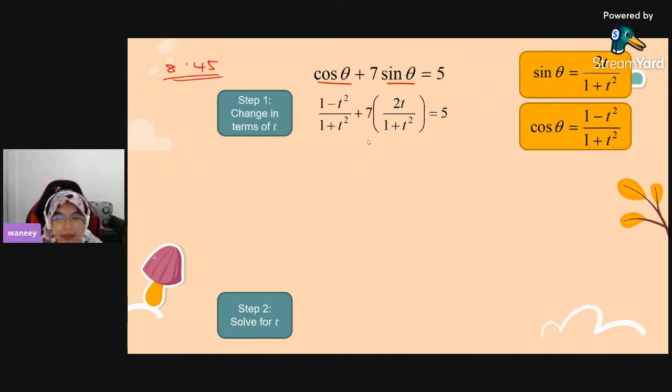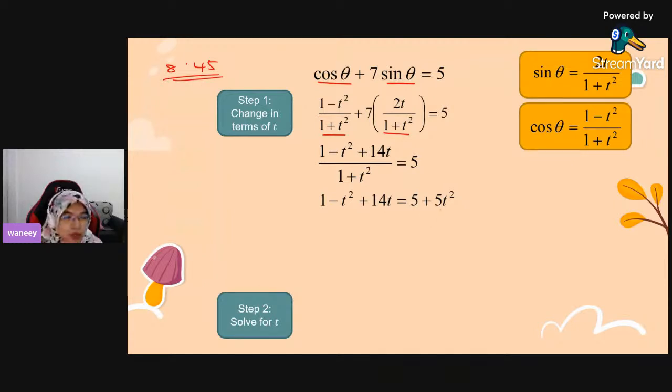Okay, so now what are we going to do? Normally, if you substitute the cos and the sine, you should be able to see that you have the same denominator. You have 1 plus t square in your denominator, so you can times everything with 1 plus t square in order to get rid of your denominator. So you will have 1 minus t square plus 14t equal to 5 plus 5t square.